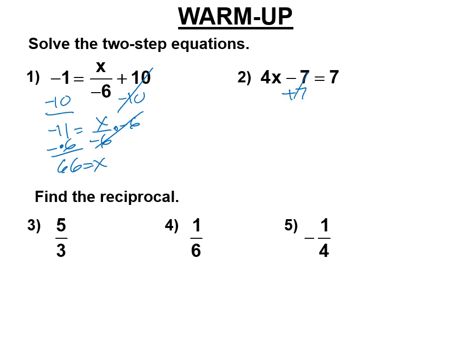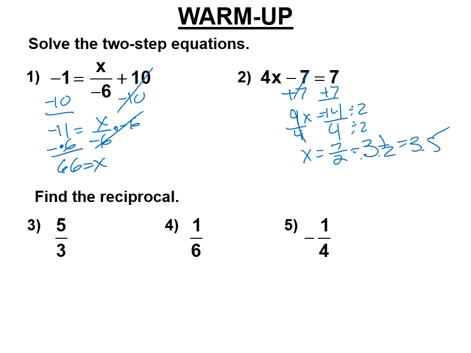Add 7 to both sides here. 4x equals 14. Divide both sides by 4. And x equals 14 fourths. Not allowed to leave it that way because that's not simplified. That does simplify to 7 halves. Or you can make it 3½ because 6 halves is 3. Or you can make it 3.5.